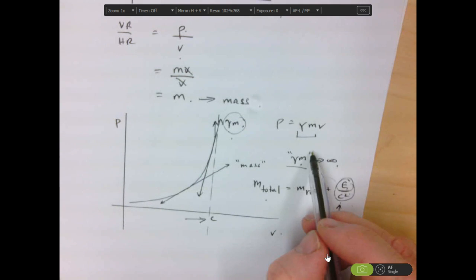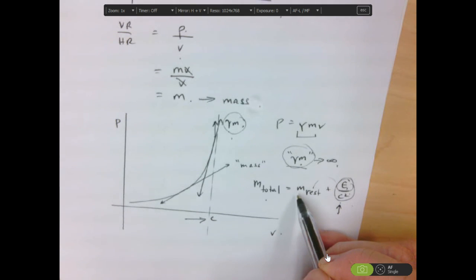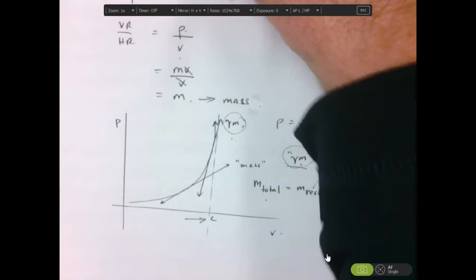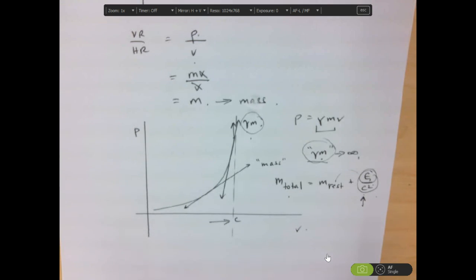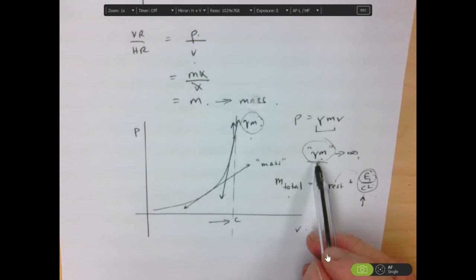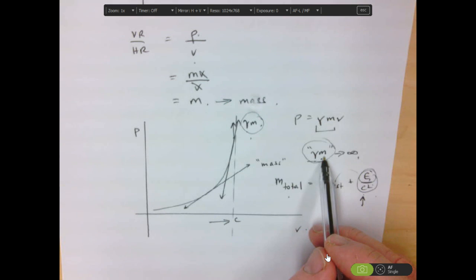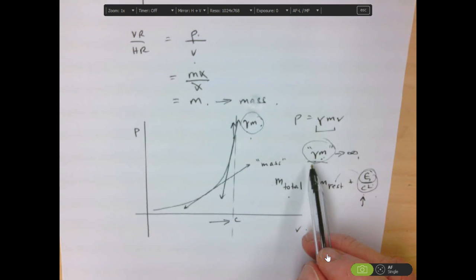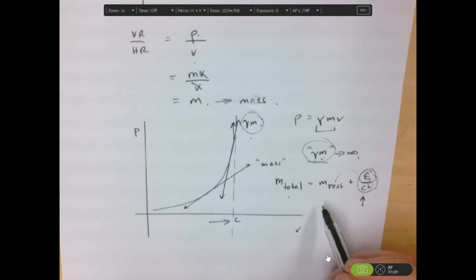Some people call this concept here relativistic mass. It really doesn't have an actual name or concept. It is just gamma times the rest mass. And sometimes we do call it relativistic mass. But it's a measure of the total mass the object has.